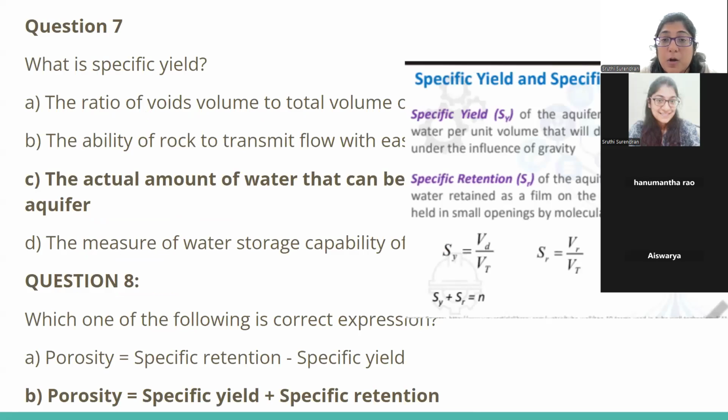Then comes the properties of aquifer, like specific yield and specific retention. You need to know the specific yield, specific retention, because I think this is a portion that is being repeated in the next week's lecture series also. So what is porosity? What is specific yield? What is specific retention? All these terms are things that you have to remember. The physical meaning of these terms as well as the equations associated with specific yield and specific retention. So questions like these can come.